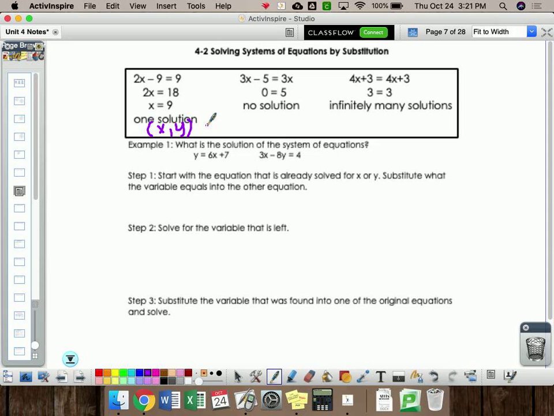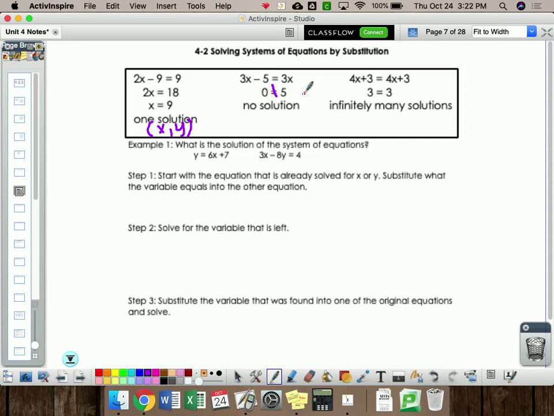If you get something that looks like 0 equals 5 or 10 equals 20, something that is not true, that's when you'll have no solution. If you get something that is true, like 3 equals 3 or negative 1 equals negative 1, that is an example of infinite solutions, when they are equal to each other. So we're going to solve this first example using substitution.